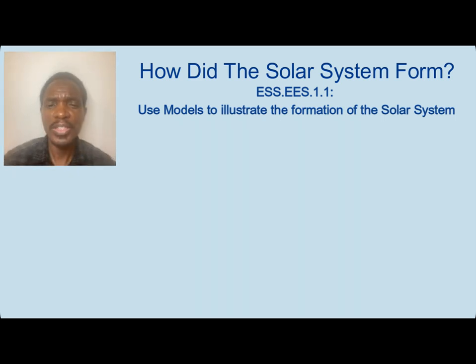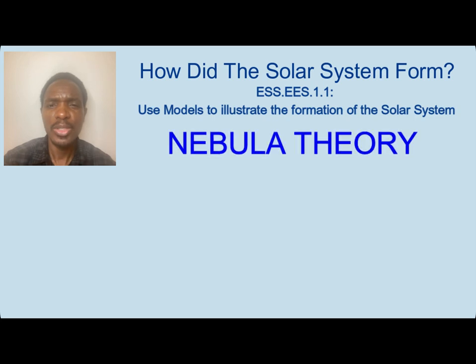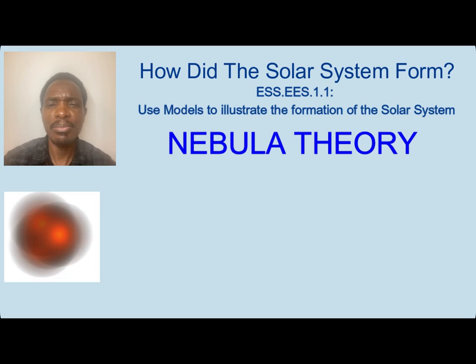How did the solar system form? According to nebula theory, the solar system began as a nebula. This was an unimaginably huge cloud of dust and gas particles. The dimensions of these particles were not clear. The particles of gas and dust were distributed all over, up and down, left, right, and center.